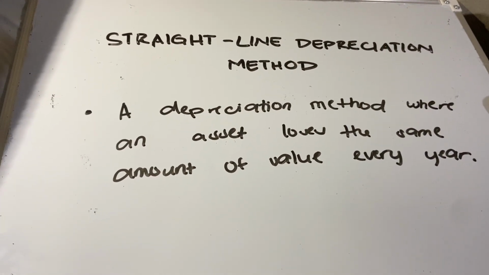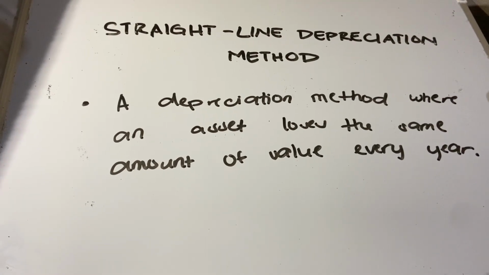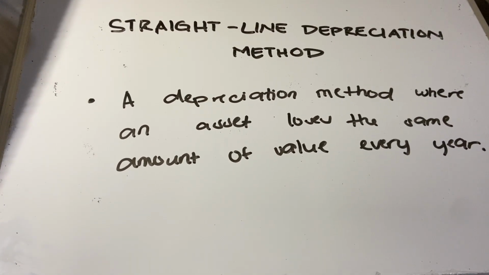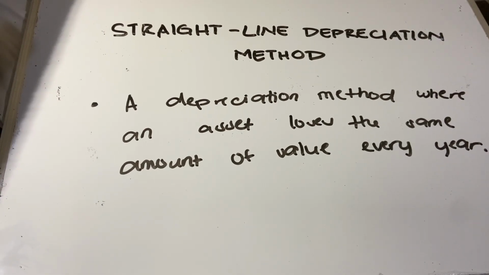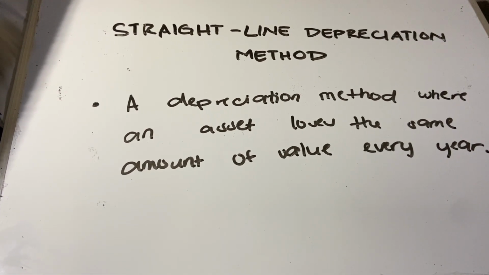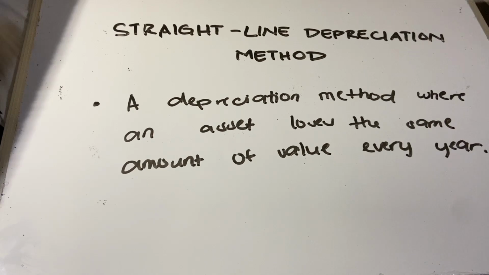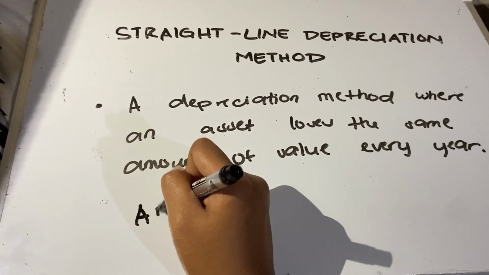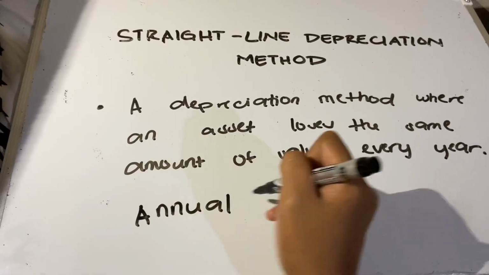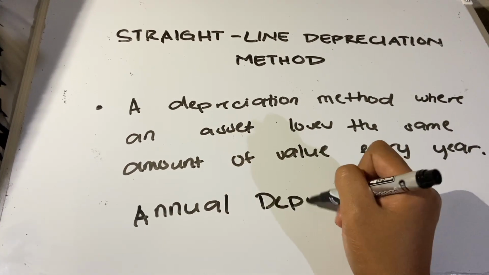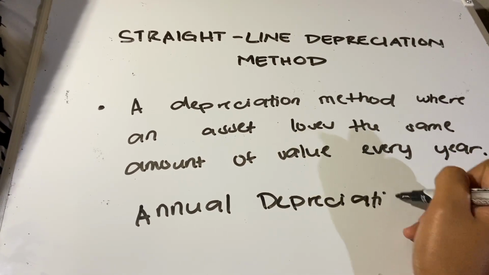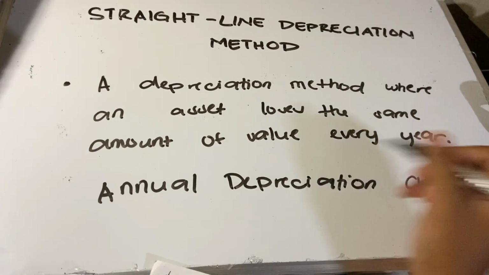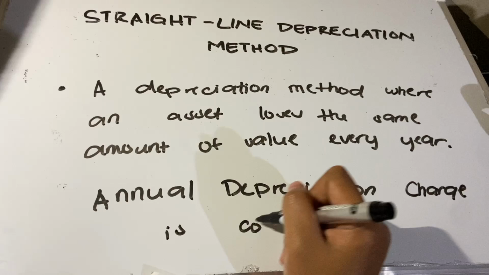The straight line depreciation method is a depreciation method where an asset loses the same amount of value every year. So it spreads the total depreciation evenly across every year of the asset's economic life. Because of this, the annual depreciation charge is constant.